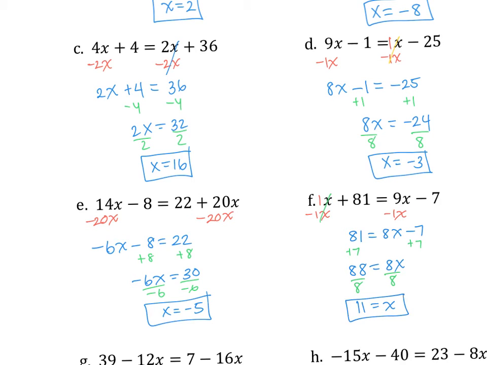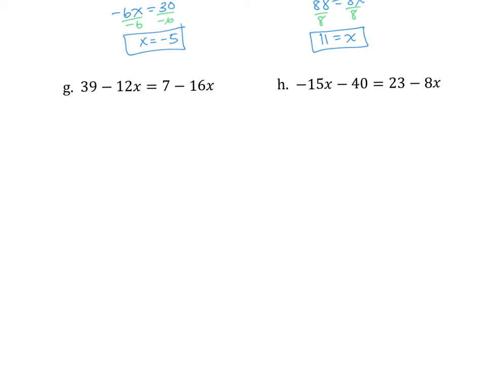Okay, doing it the way I did, I got x equals 11. If you had done it the opposite way, you would also have x equals 11, but you would have had -8x plus 81 equals -7, and then -8x equals -88, but we still would have gotten x equals 11.